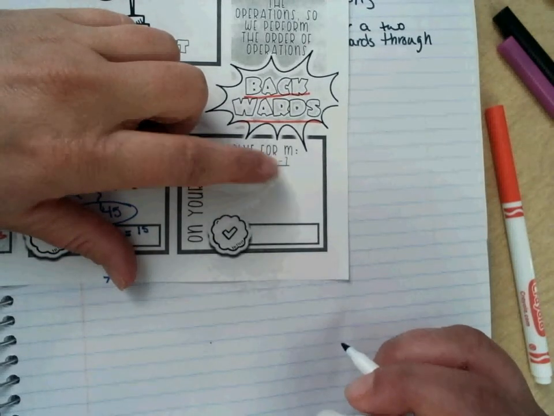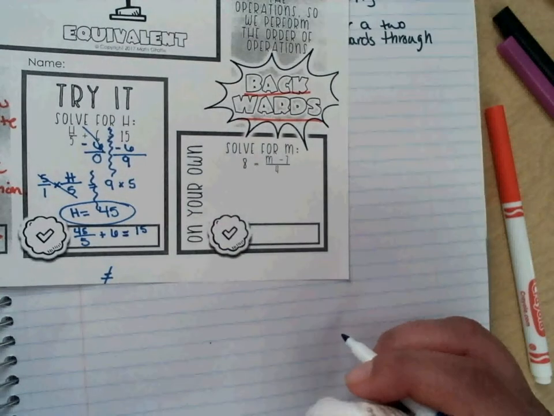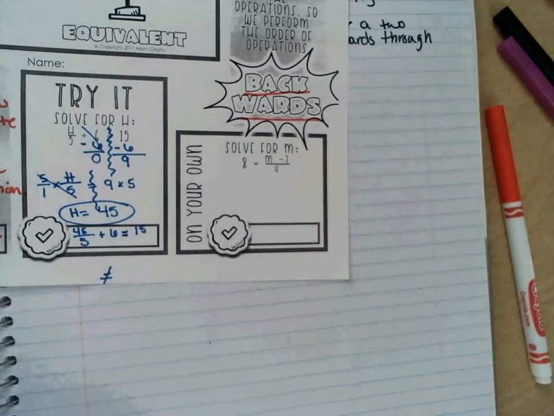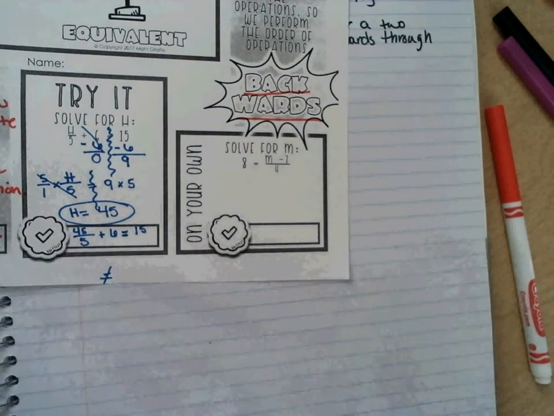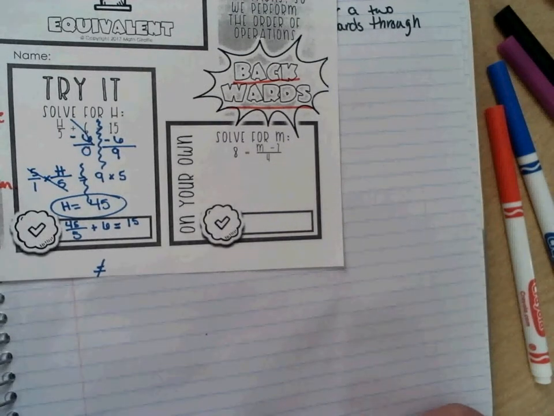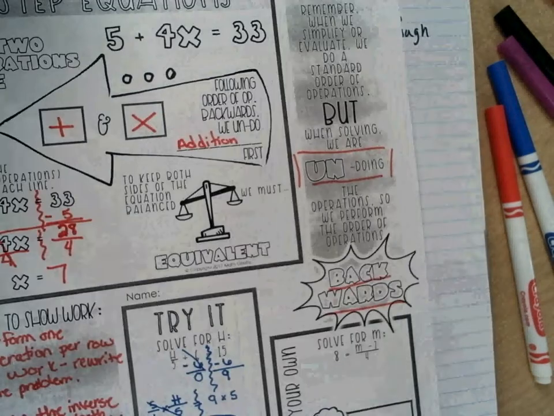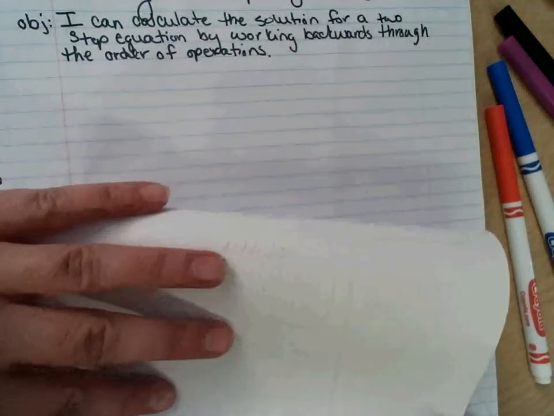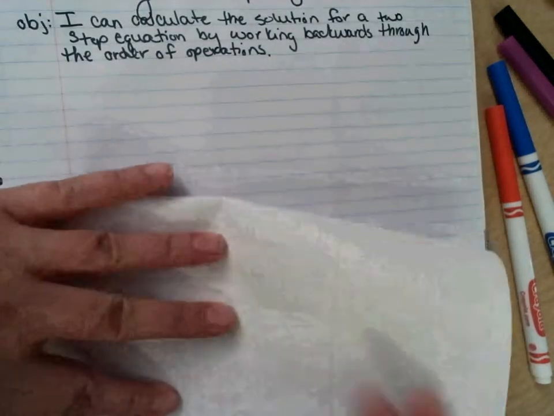Otherwise, it looks like m divided by 4 minus 7 over 4. Okay? So just take care of that dividing by 4 first, meaning multiply both sides by 4, get rid of it, and then go on with unpacking addition and subtraction. Okay? So here we go. I'm going to fold this one in half as well.